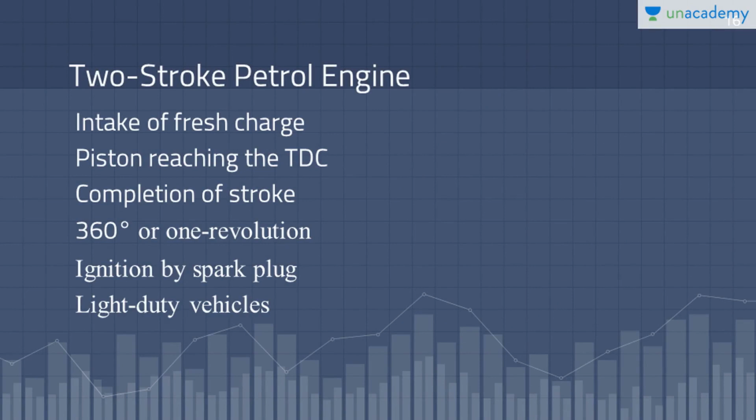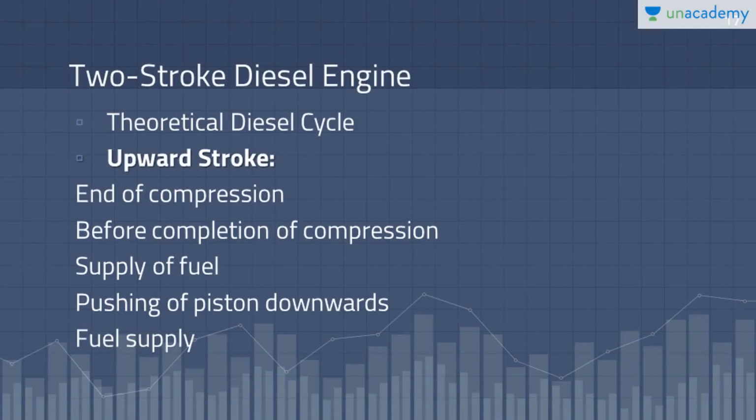So once the carburettor draws the charge through the inlet port, the intake of fresh charge takes place while the compression stroke is still in progress. When the piston reaches the TDC, or top dead center, the upward stroke is completed, and with this the crankshaft completes 360 degrees, or 1 revolution. Thus, 1 cycle is completed. It is very much used in light duty vehicles, as already said before, like mopeds, scooters, etc.